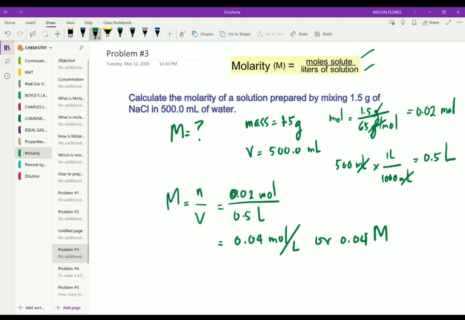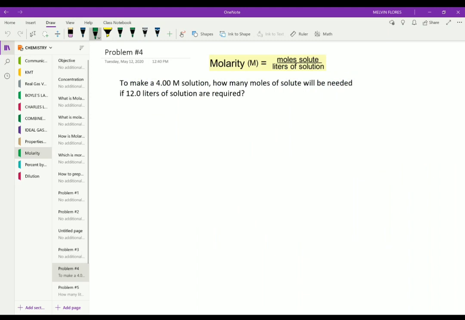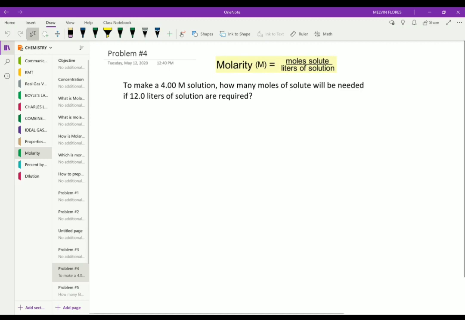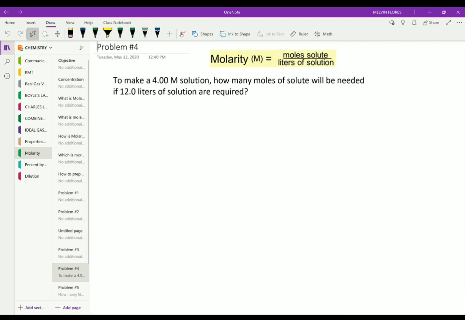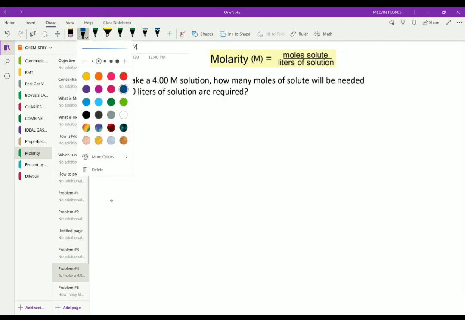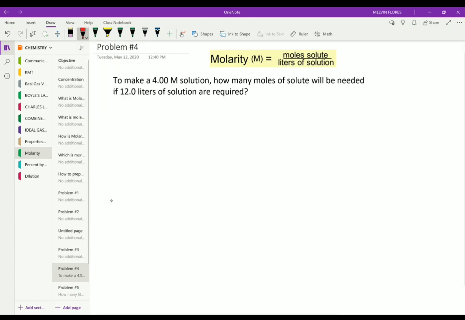All right, let's take a look at another problem, number 4. To make a 4 molarity solution, how many moles of solute will be needed if 12 liters of solution are required? You have to identify the given variables. How many moles of solute? That means we're looking for the number of moles.